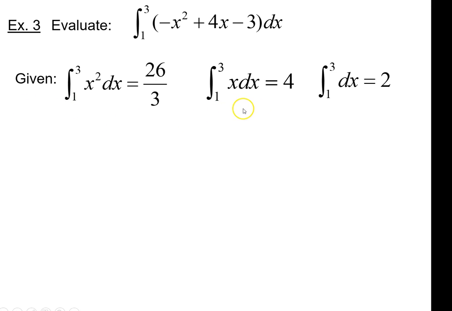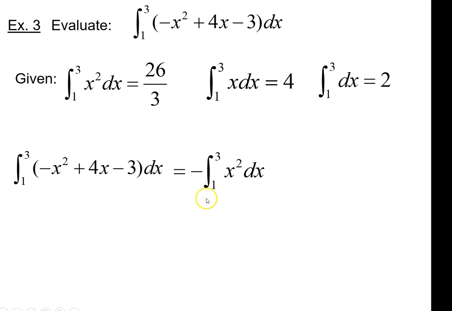They're also giving you the information that the integral from 1 to 3 of x is just 4, and the integral of just dx, which is really an implied 1, from 1 to 3 is 2. So the idea here is they want you to use integral properties to separate this out, simplify it, and use these values for these respective integrals that they're giving you. So the first part of this can be written as the negative of the integral x squared from 1 to 3 plus 4 times the integral of x from 1 to 3. All I'm doing here is I'm pulling out these constant multiples to the front because that's a property of integrals.